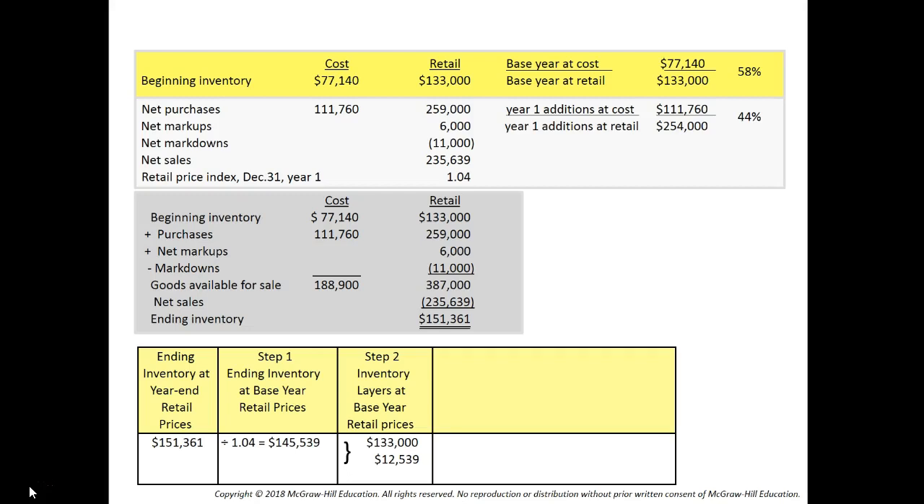We've got the inventory layers, which will basically be the 133 times our factor of 1 equals the 133,000 times 58%, or 77,140. And then the layer 12,539 times 1.04 index gives us 13,041 times 44%, 5,738, for a total of $82,878.